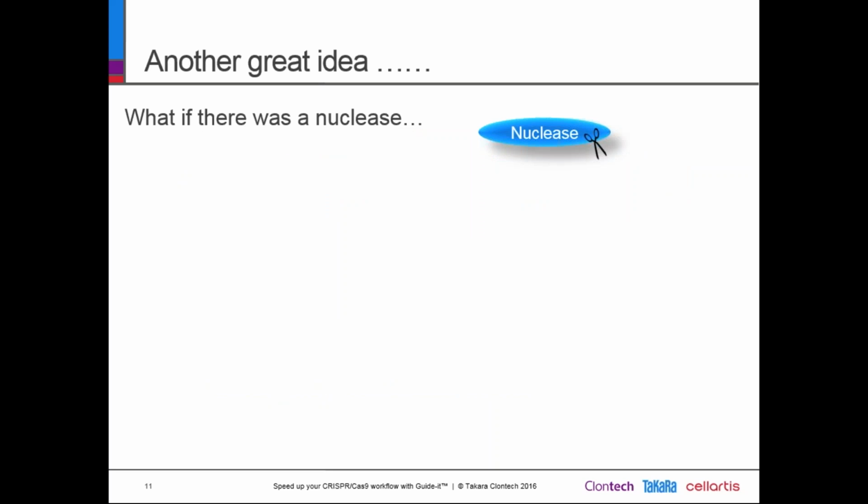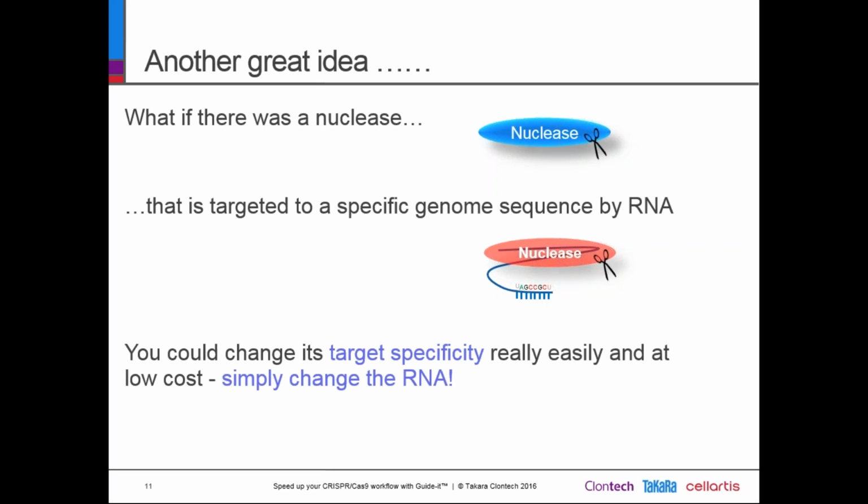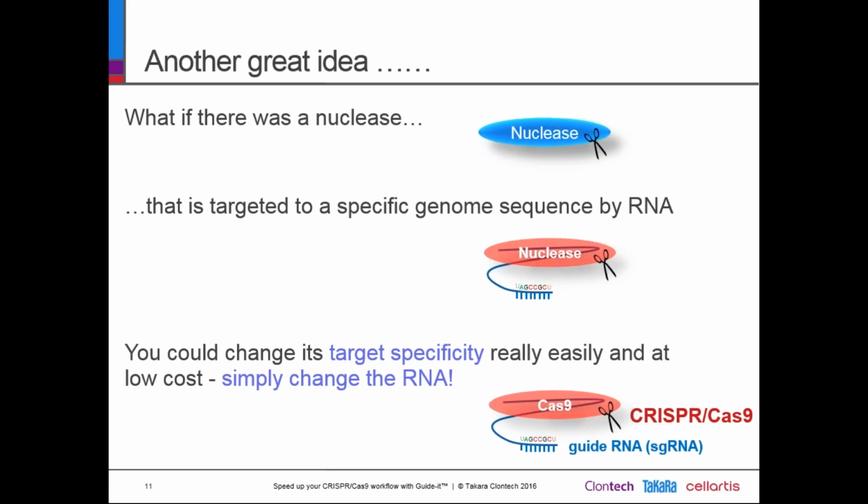So it would be really great if there was a nuclease which is targeted to a specific genomic sequence by RNA and not a protein domain. And then you could really change the target specificity very easily and at low cost by simply changing the RNA part. And this is the beauty of the CRISPR-Cas9 system, in which the Cas9 endonuclease protein is guided by a small so-called guide RNA to the genomic target sequence.